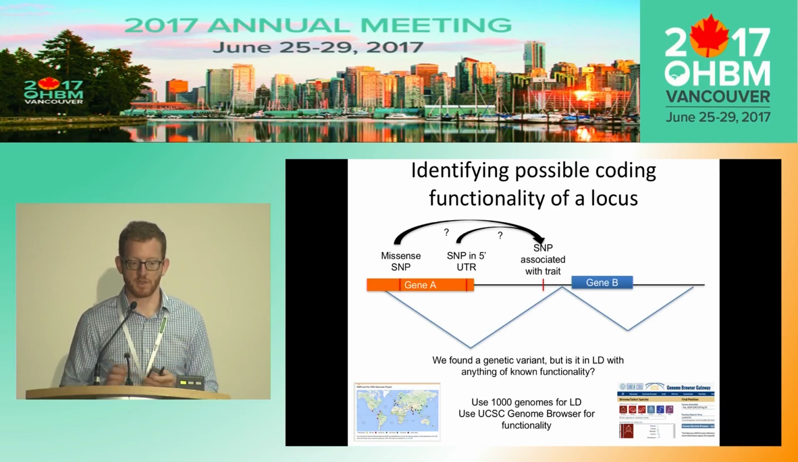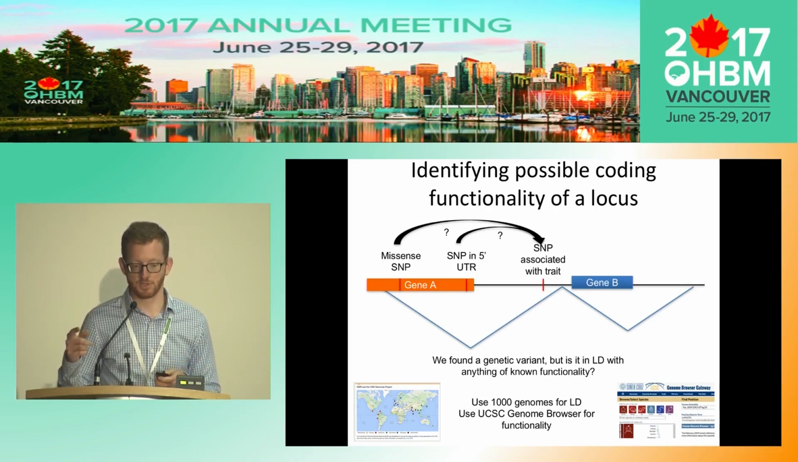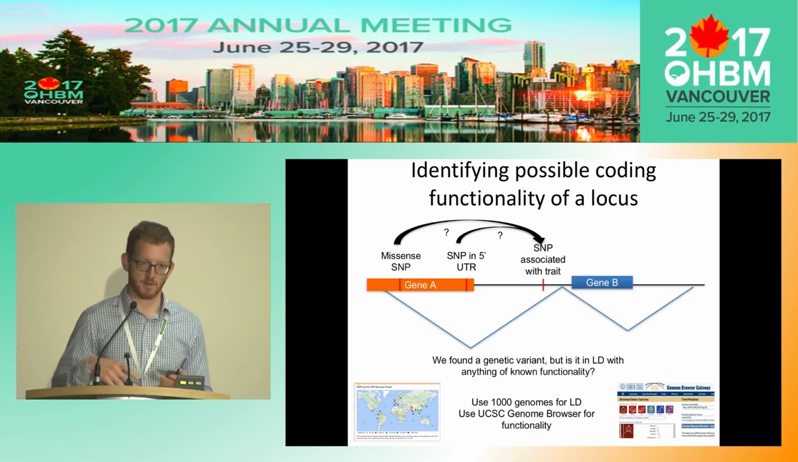So to do this, you can use 1000 Genomes for the LD, for determining the correlation between different genetic variants, and then use the UCSC Genome Browser to determine the functionality. And I have some slides at the end of this that give you specifically how to do that as well.